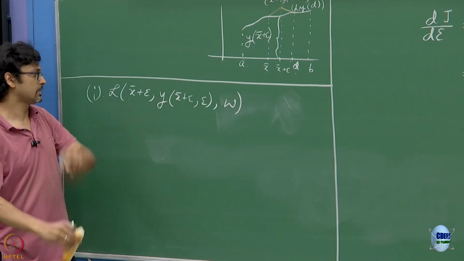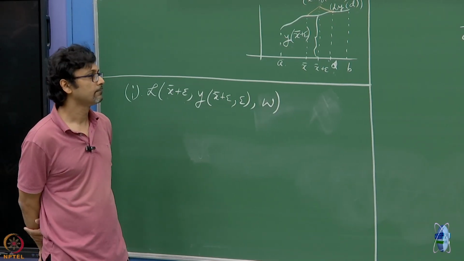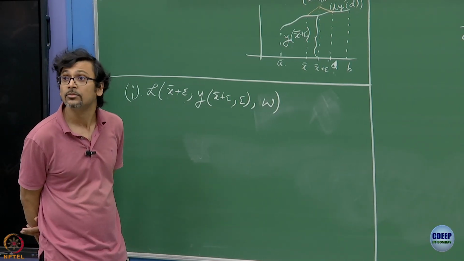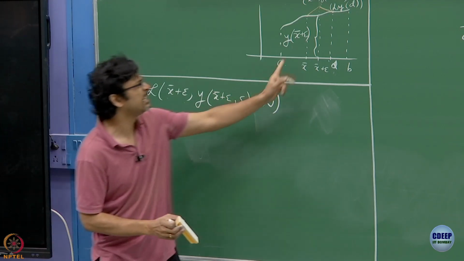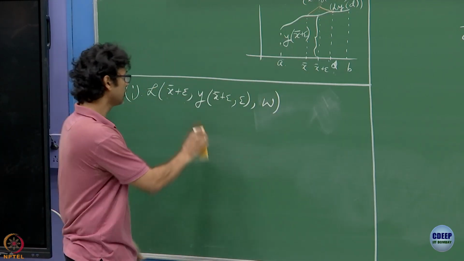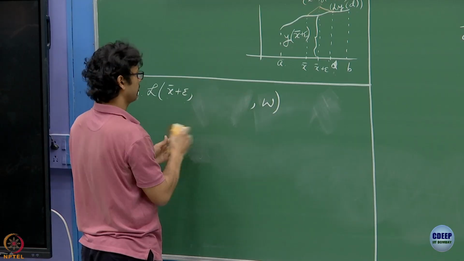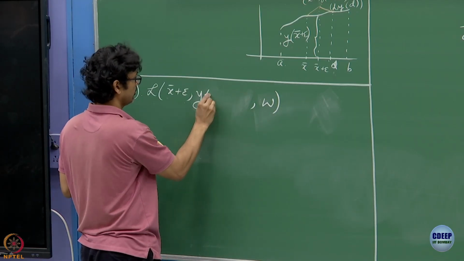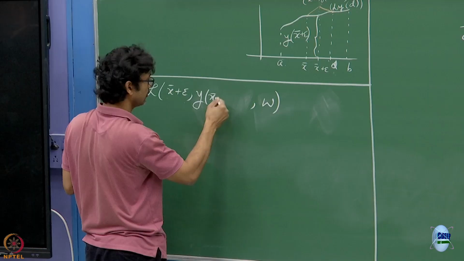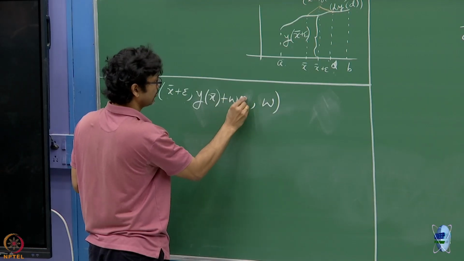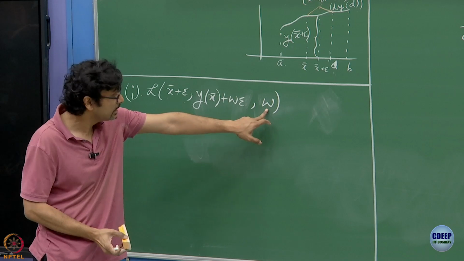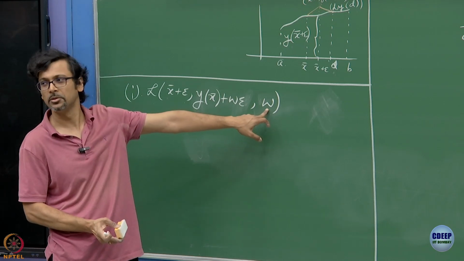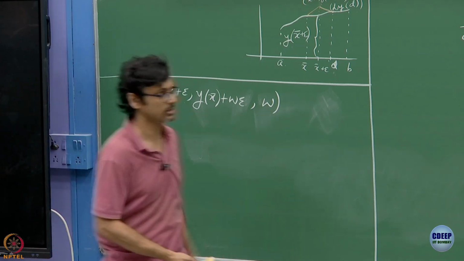What about this? Yes, W epsilon, because now you have covered the entire distance, right? But that's okay. We'll just make a mental note. The main thing is that this gets replaced by W. That is going to be the crucial detail in our derivation.